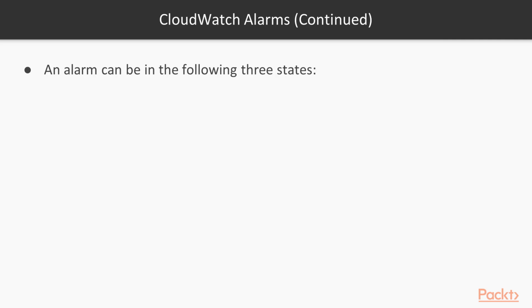An alarm can be in any one of three states, either the OK state, the alarm state, or the insufficient data state. The OK state basically means that it's within the threshold. The alarm state is where it's crossed the threshold for a given specified period of time. And insufficient data basically means that it hasn't collected enough data yet in order to report on.